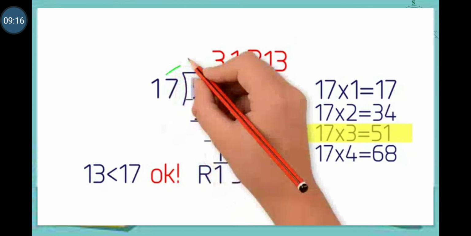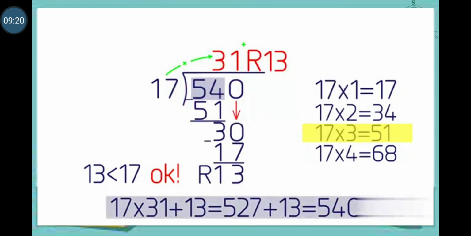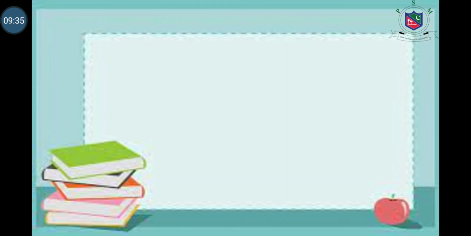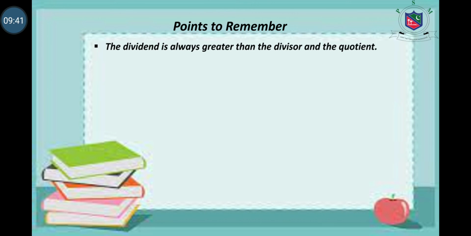My dear students, we can check our answer also by multiplying the quotient with the divisor, and we have to add the remainder to the answer. So here, if we multiply 17 by 31 and add 13 to that, we get the same dividend, that is 540. My dear students, I hope you understood the process of long division.